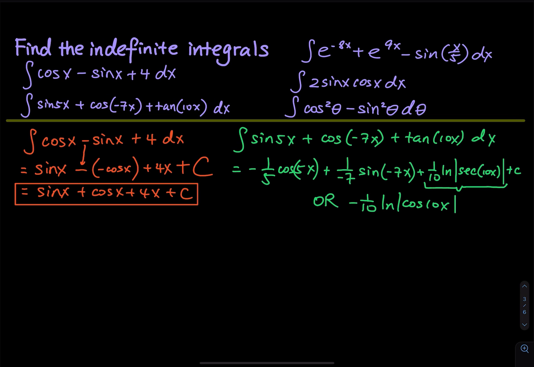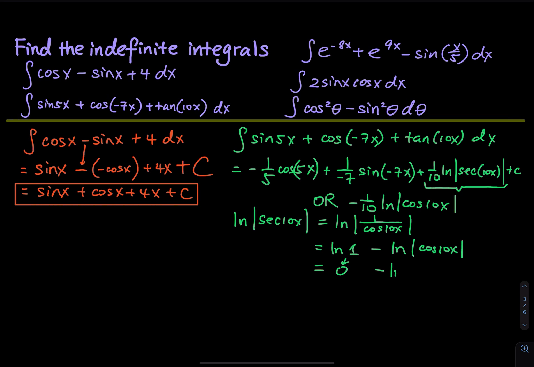Why do we have a negative and a cosine? Because secant is equal to 1 over cosine, right? I should write this out for you. So we have ln absolute value of secant of 10x. Secant is equal to 1 over cosine, so that is equal to 1 over cosine of 10x. So you have ln of 1 divided by the other, which is equal to ln 1 minus ln absolute value of cosine 10x, and ln 1 is equal to 0, so you have a minus ln absolute value of cosine of 10x. So that's how we got the negative in front of the ln.